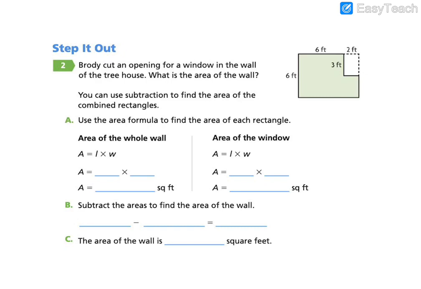Brody cut an opening for a window in the wall of the treehouse. What is the area of the wall? Now, we have kind of a funky shape right here, and the dotted line is giving us the rest of this rectangle. This is showing us we can use subtraction to find the area of combined rectangles. So this time, we're going to subtract the window. So the green is the wall. This white section here is the window.